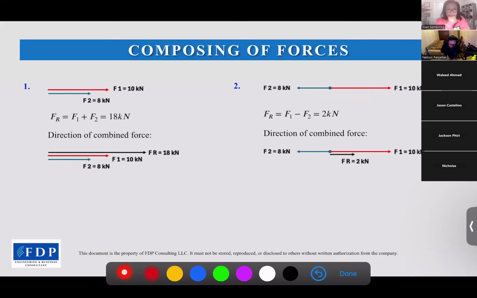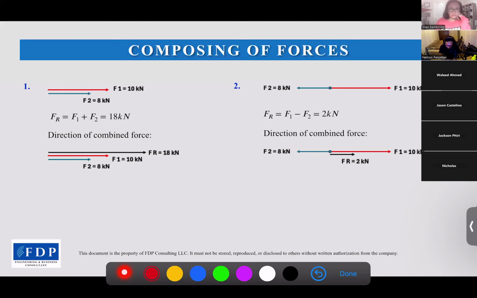To combine that, we can easily just sum up both forces. F1 plus F2 equals 18 kilonewton. So the direction will be the same as F1 and F2, but it will be longer, because that's how vector units work. So the direction and the line describe the unit itself, or the quantity itself.